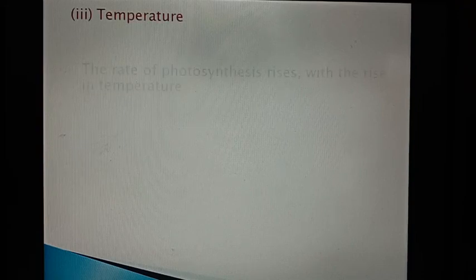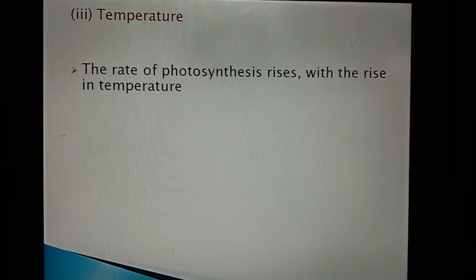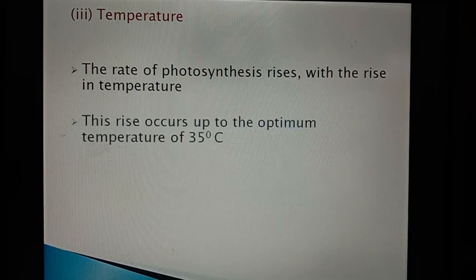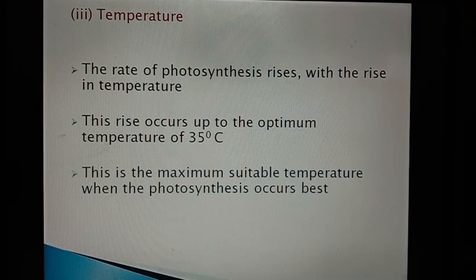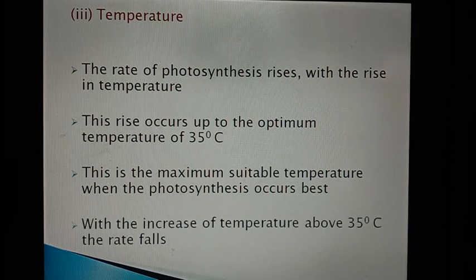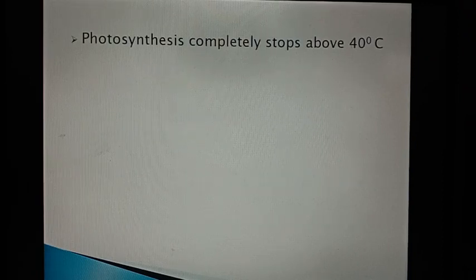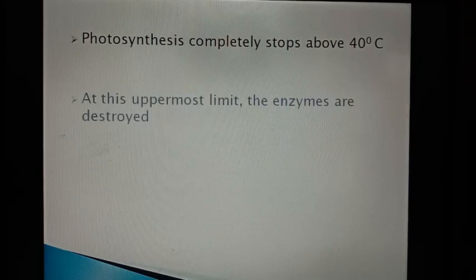Temperature is the next factor. The rate of photosynthesis rises with the rise in temperature. This rise occurs up to the optimum temperature of 35 degrees Celsius. This is the maximum suitable temperature when photosynthesis occurs best. With an increase in temperature above 35 degrees Celsius, the rate of photosynthesis will fall. Photosynthesis will completely stop above 40 degrees Celsius. At this uppermost limit, the enzymes are destroyed.